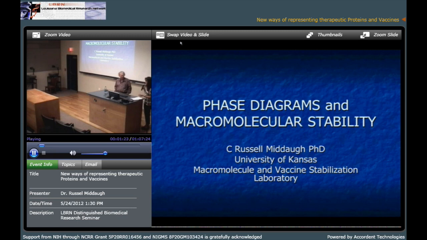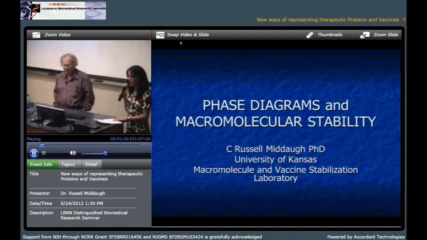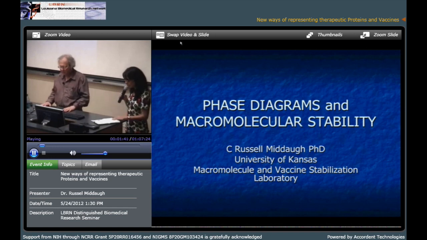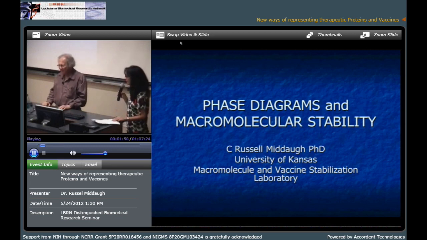He is really a biophysical chemist, with appointments in chemistry and physics, and a large group of about 30 people working in his group. So it's my pleasure to be here today to hear about all his gene therapy project, the protein formulation, and vaccine development. The title of his talk changed just a little bit: phase diagrams and macromolecular stability. Very interdisciplinary again. And thank you for coming.